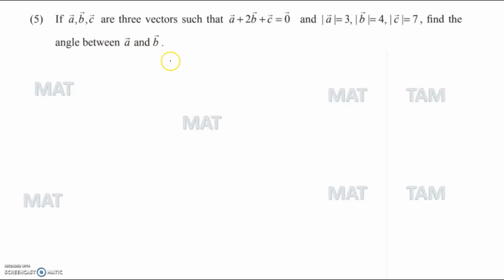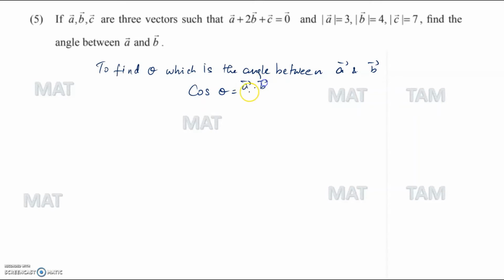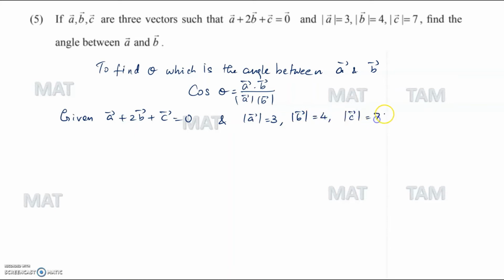So we know that to find the angle, if we are able to find theta, which is the angle between vector A and B, and cos theta is equal to A dot product with B divided by magnitude of A into magnitude of B. So what is given to us is, given vector A plus 2B vector plus C vector is equal to 0 vector, and we are also given magnitude of A is equal to 3 and the magnitude of B is 4 and the magnitude of C is 7.